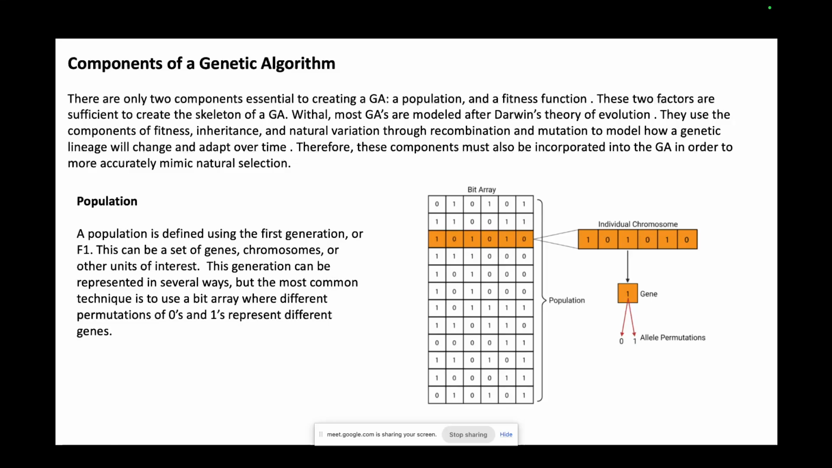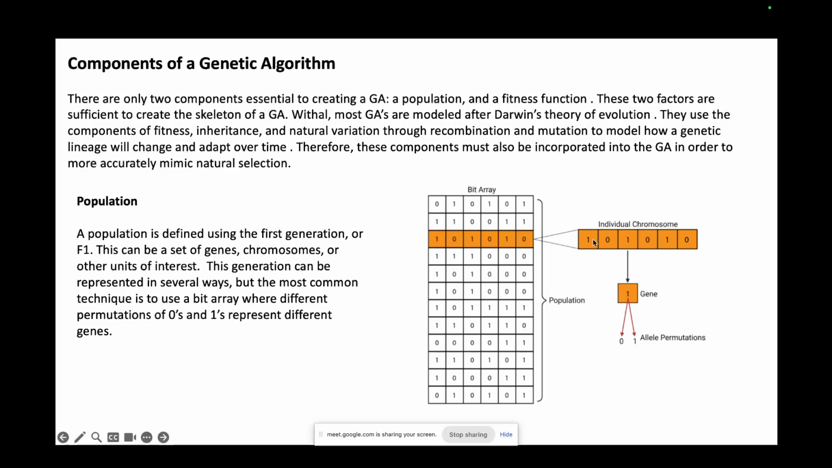And there can be genes, chromosomes, or other units of interest depending on how granular you want it to be, right? And this generation can be represented in several ways, but the most common technique is to use bit arrays, where different permutations of zeros and ones represent different genes, right? So this is the whole population. Then you have individual chromosomes.